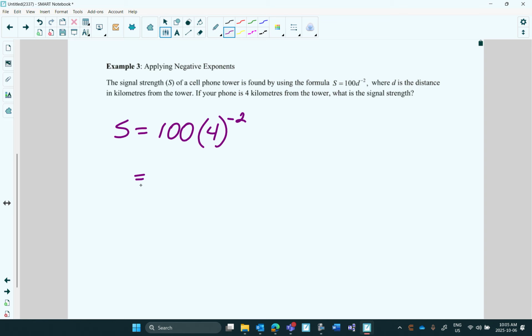Proper order of operations. What do I do first? Multiplication or exponent? Exponent. So I have to do that. Use your calculator. It's 0.0625. Yes. Okay, good. And now multiply that, and we should get 6.25. So that's the signal strength.